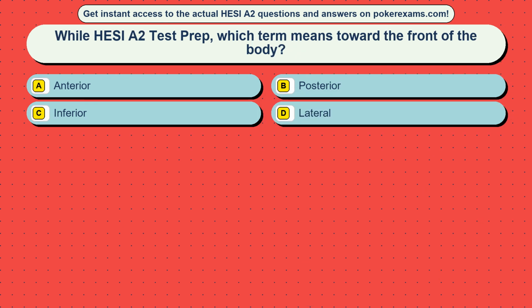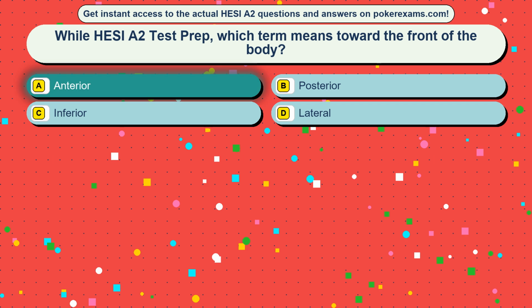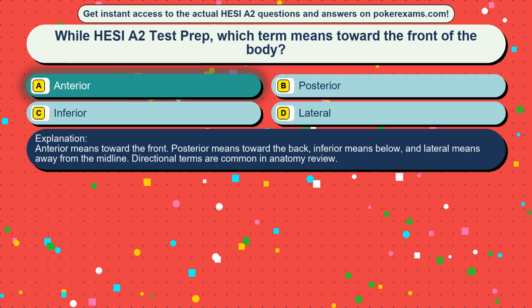Question 37. While HESI A2 Test Prep, which term means toward the front of the body? Option A, anterior. Option B, posterior. Option C, inferior. Option D, lateral. The correct answer is option A, anterior. Anterior means toward the front. Posterior means toward the back. Inferior means below, and lateral means away from the midline. Directional terms are common in anatomy review.